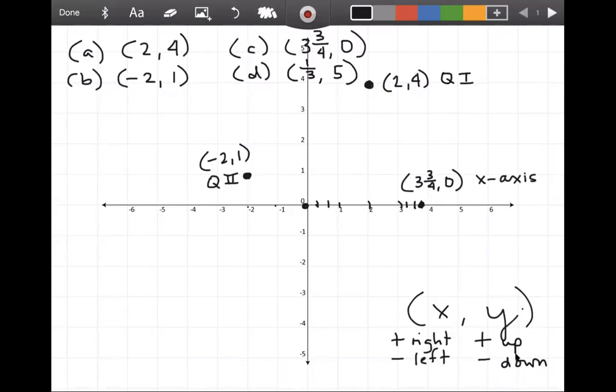Oh, I was afraid this might happen. I'm going to end up in the space where I was writing. So that's going to be right here, and I'll just make a little arrow. Okay, and that point is just barely in quadrant 1, right? Okay, so hopefully that seems easy. It really is.